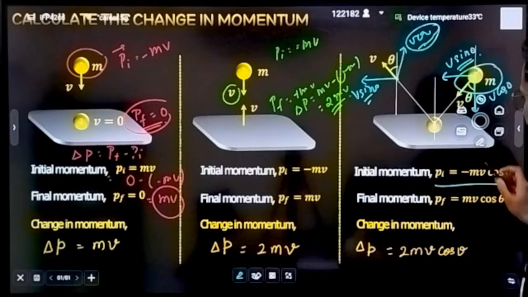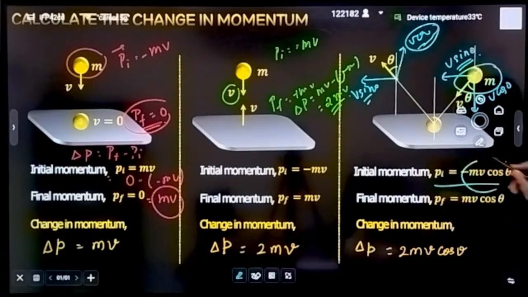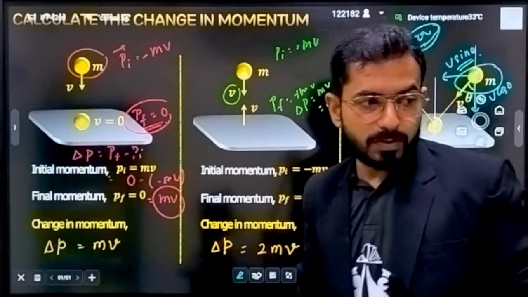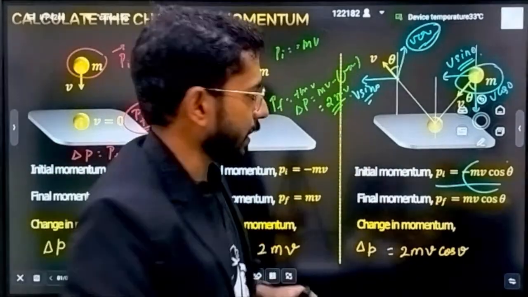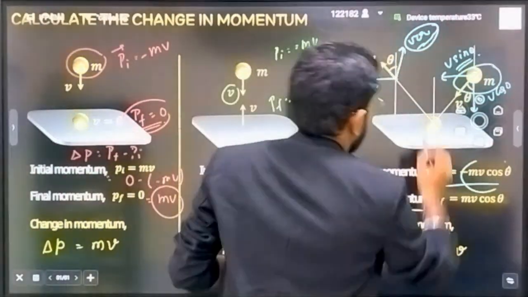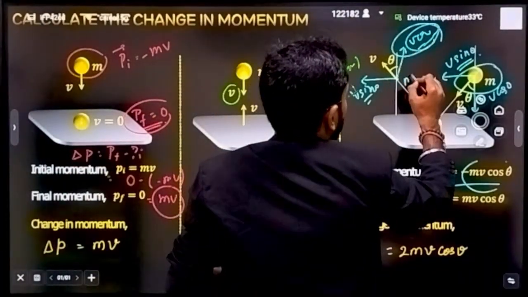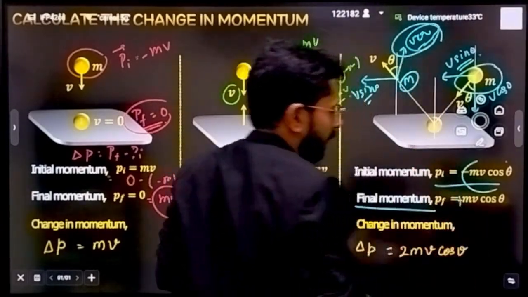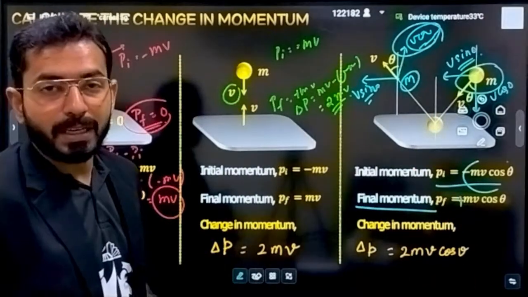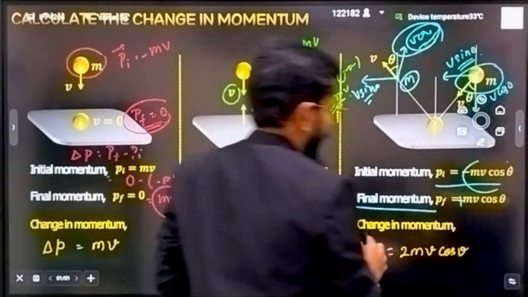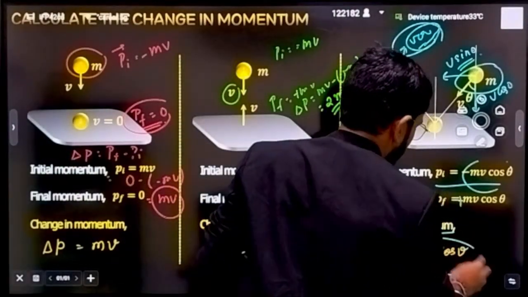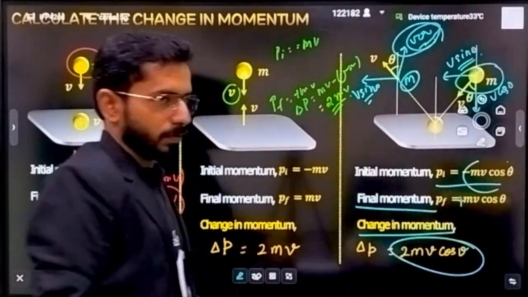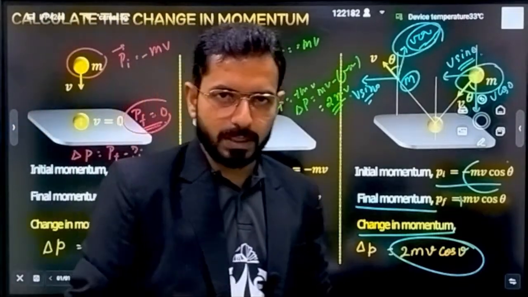So initial momentum, what will we say? In downward direction, mv cos theta, minus of mv cos theta. Why? Because we are taking the downward direction as negative direction. Final momentum I will write as mass into velocity. Velocity is in upward direction, that means mv cos theta, but with a positive sign, because upward direction I am taking conventionally as positive. So what can I say about the change in momentum? Change in momentum I will say simply 2 mv cos theta. Final minus initial, again we are doing the same thing.